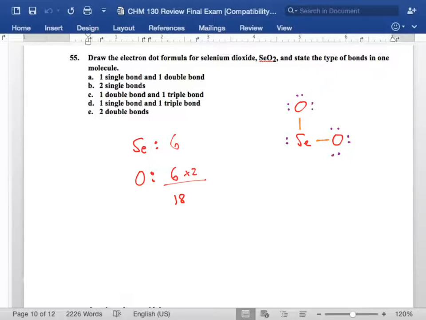We check the other oxygen, what do we find? Same deal. We check the selenium. It only has 6 electrons around it. Okay? Because it has 6 electrons around it, I need to move electrons towards it. The common mistake is to erase a pair of electrons and put them on the selenium.